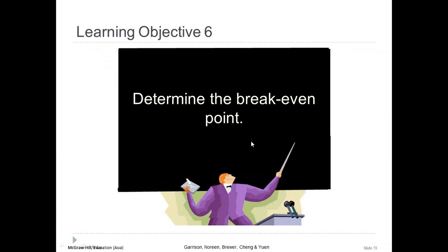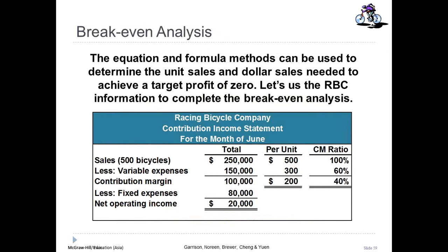Now, let's get into a very frequent, popular discussion of determining the break-even point. The equation and the formula methods can be used to determine the unit sales and the dollar sales needed to achieve a target profit of zero. Target profit of zero is break-even. So let's use the bicycle company to determine a break-even analysis.